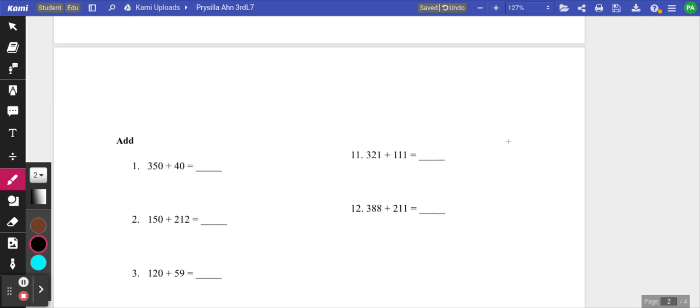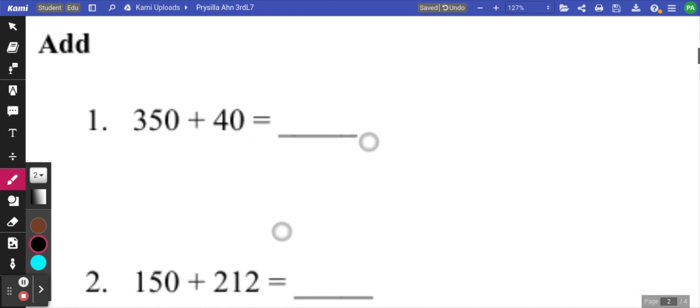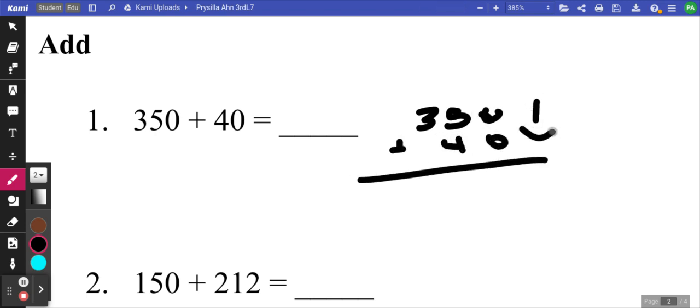Moving on. We will be adding big numbers now. So we see that these numbers are quite big, but of course, adding is literally just adding. So 350 plus 40. We're just going to add down. So 0 plus 0 is 0. 5 plus 4 is 9. And since there's nothing in the hundreds, you're just going to bring down 3, the 300. So your answer is 390.